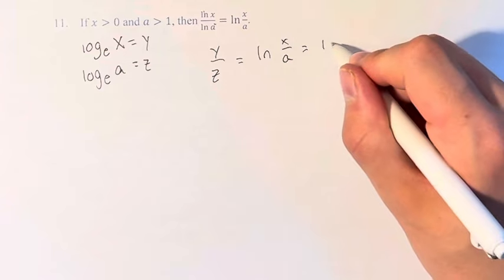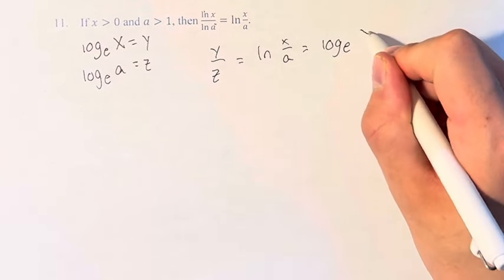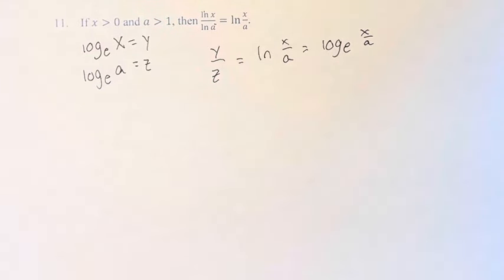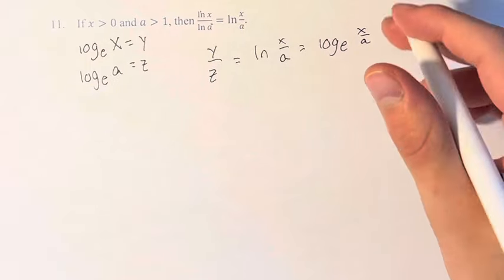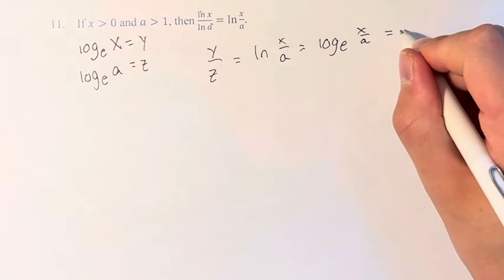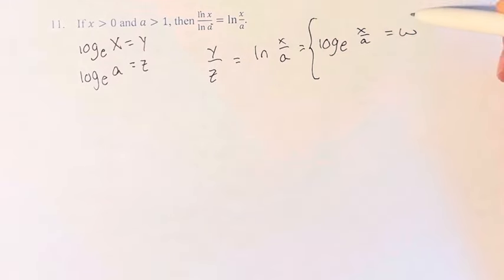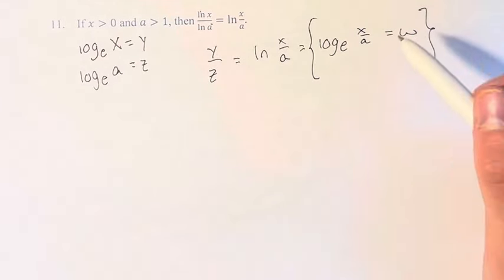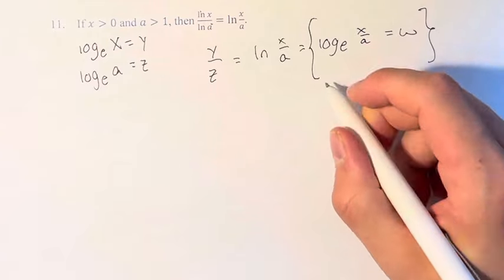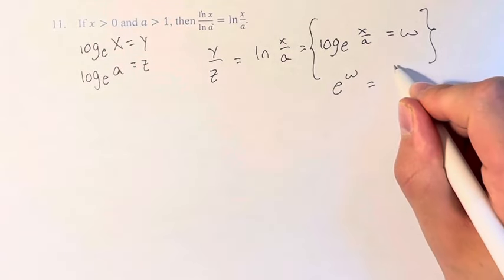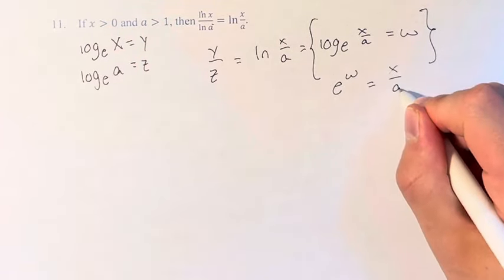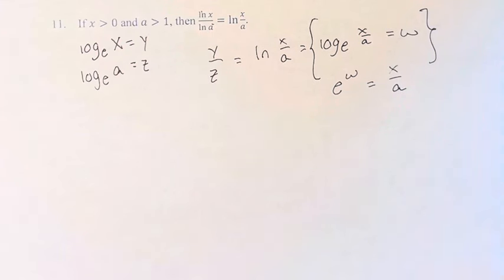So this is, of course, log base e of x over a. And let's just say that this is equal to some value w, where, separating it just to this, we can see that e to the w is equal to x over a. How do we find what w is?